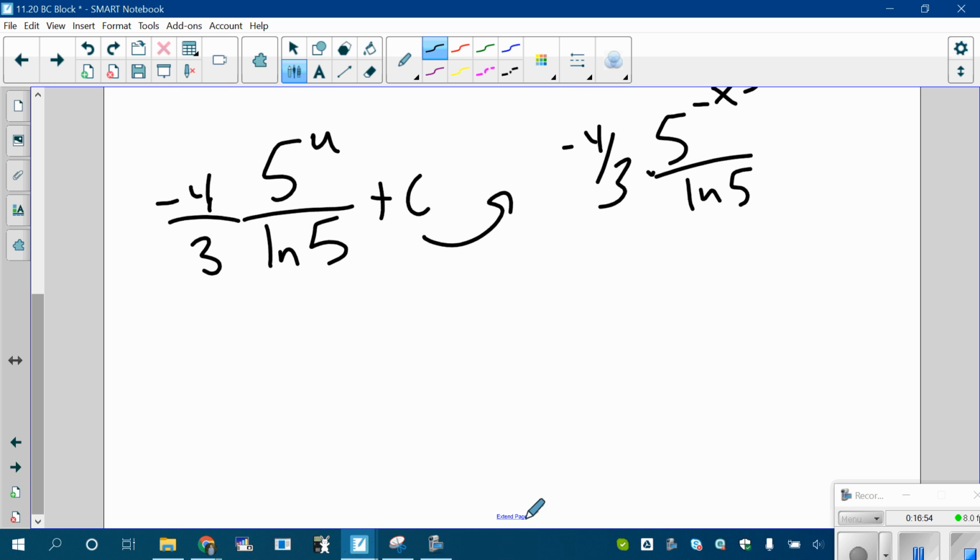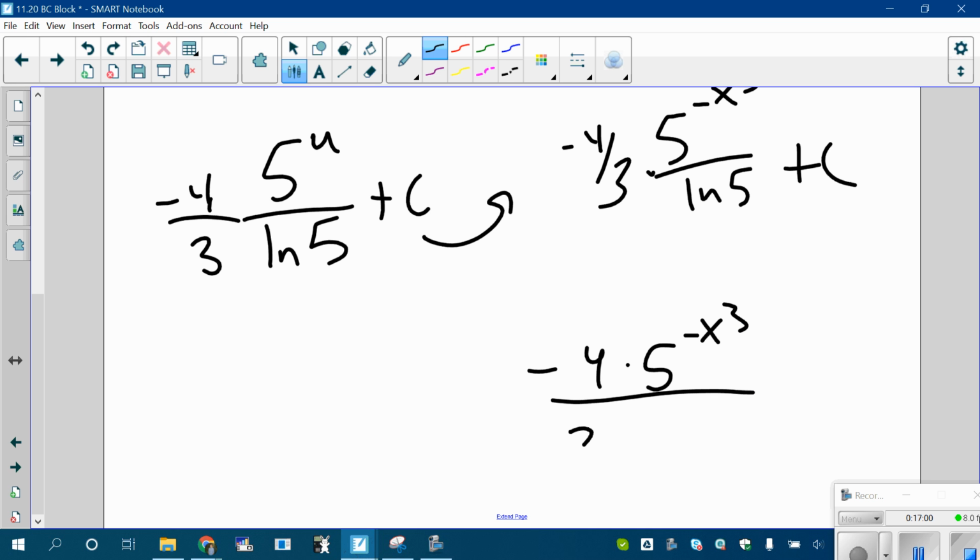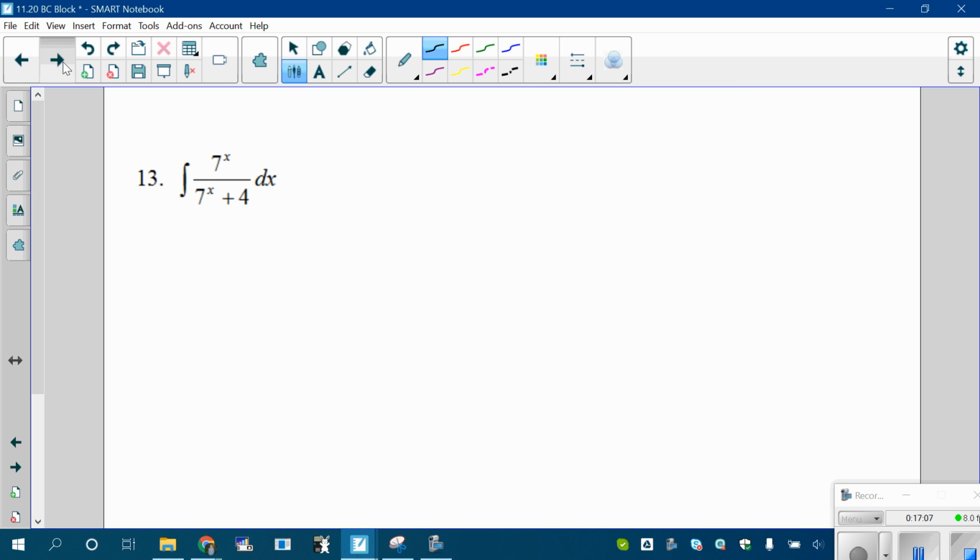Cool. Now if we want to clean it up, we could write it, don't forget the plus c, as negative 4 times 5 to the negative x cubed over 3 ln of 5 plus c. Cool. Lots of different ways to clean that up.